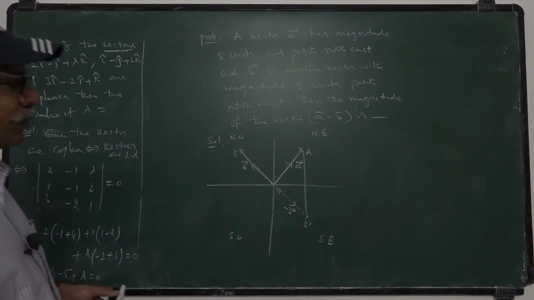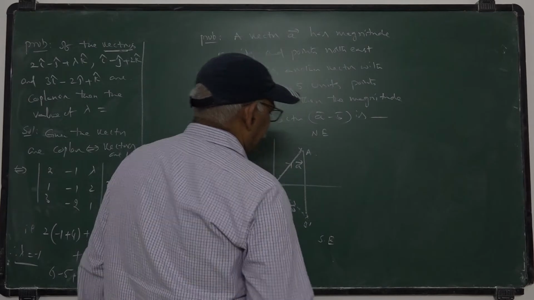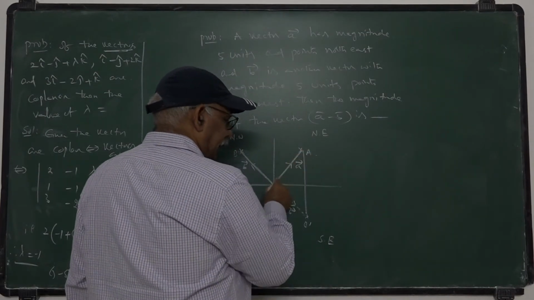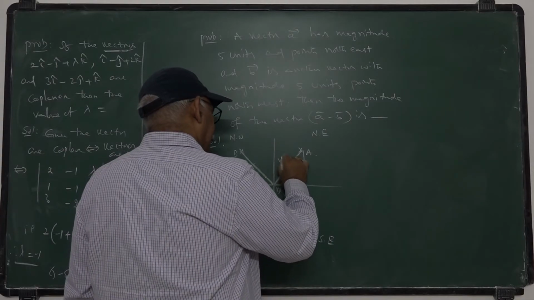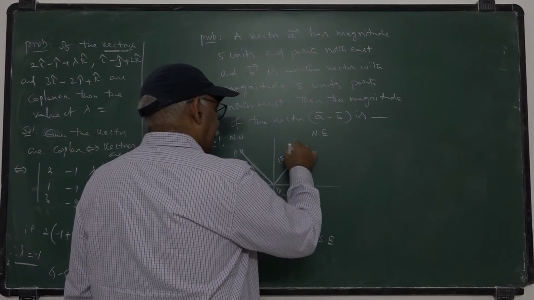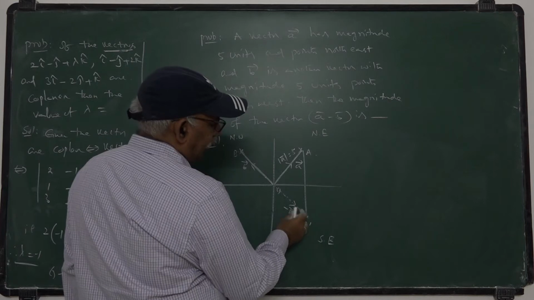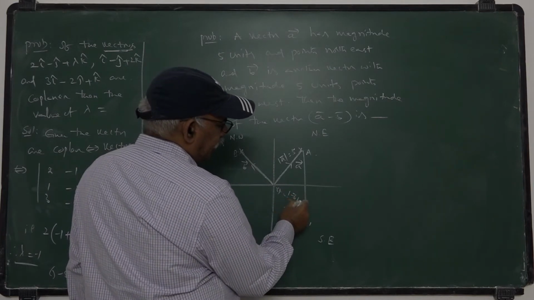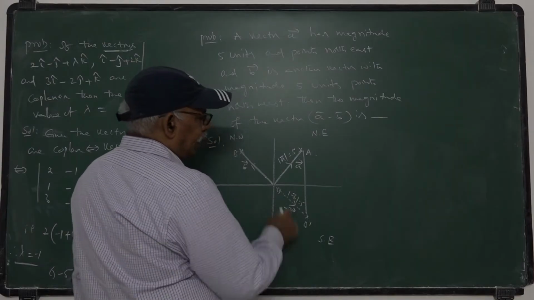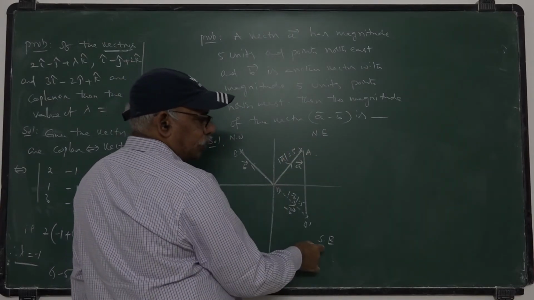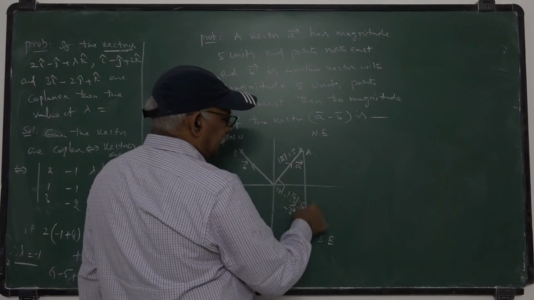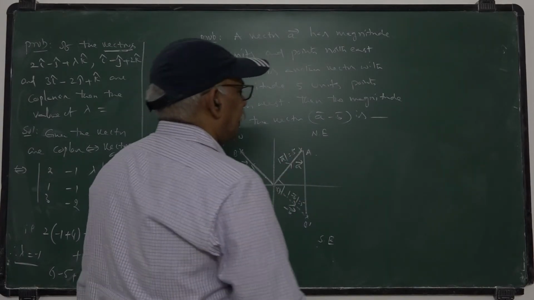Once you take magnitude, you can remove the negative sign, of course. Now this is of length 5 units. That means modulus of A bar is 5. This is of length 5 units. So modulus of B bar is also 5. Clearly northeast direction and southeast direction are at right angle. Hence this is a right angle triangle.